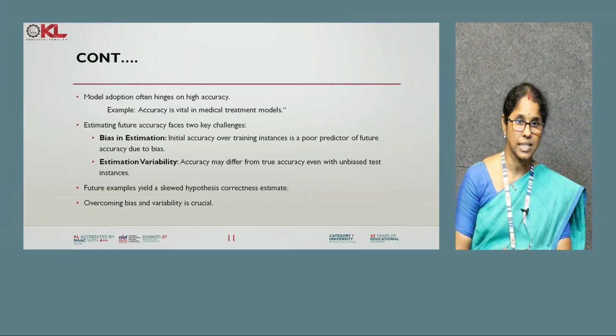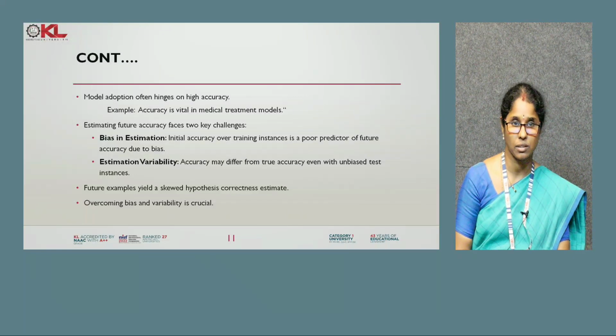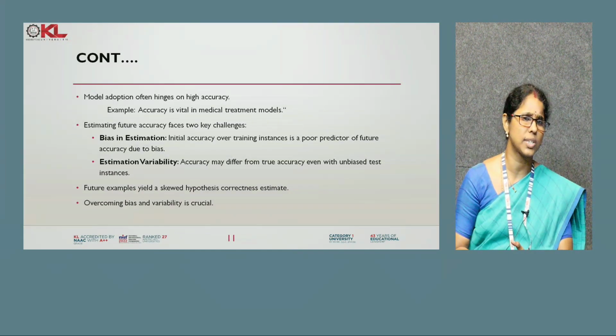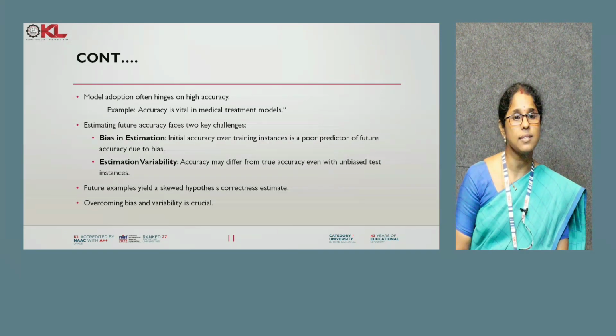An example has been given to you here. Accuracy is vital in medical treatment models. You can't just pick some data, make some assumptions and conclude that it is working fine. You have to be very accurate while working with your medical treatment data. So for such things, you have to come up with future accuracy, right? To work with your future data, accuracy is very much important. So there are two challenges that we come across here: bias in estimation and estimation variability.